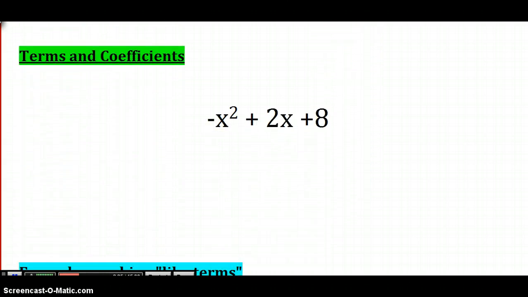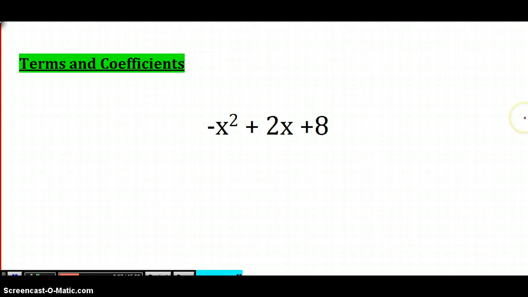Let's talk about terms and coefficients and what those are. The terms are the different things that are being added together. So this is one term, this is a term, this is a term. It's all the things being added together. So each of these whole things is a term. Coefficients are the numbers in front of the variables. So this would be a coefficient.